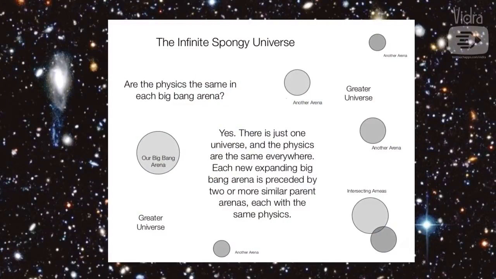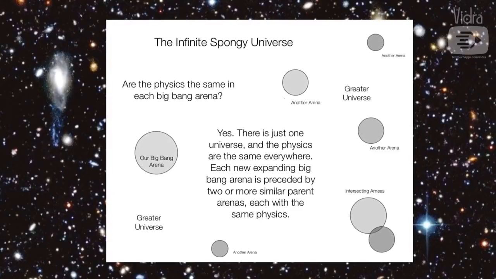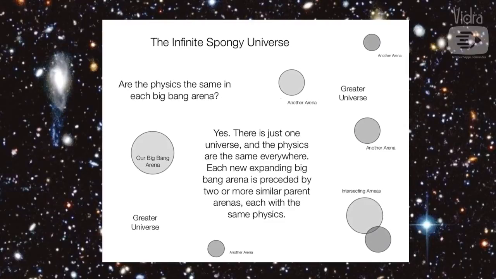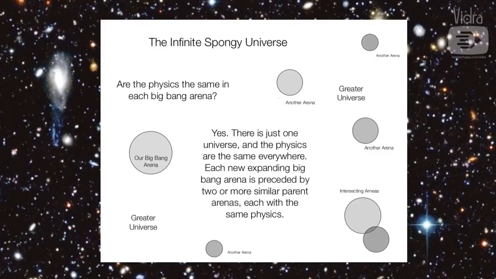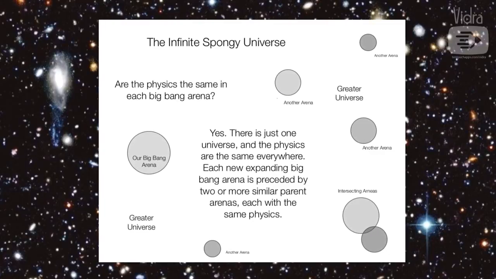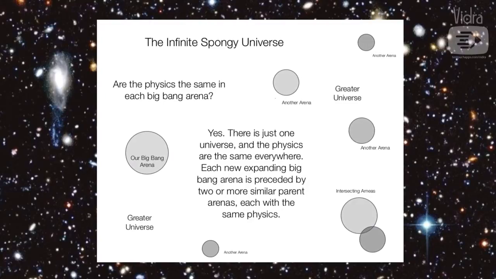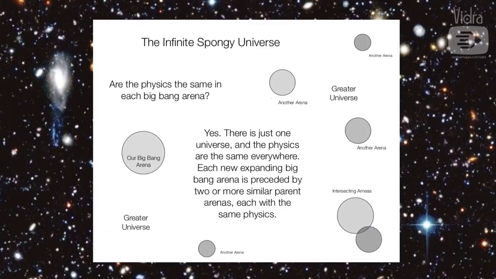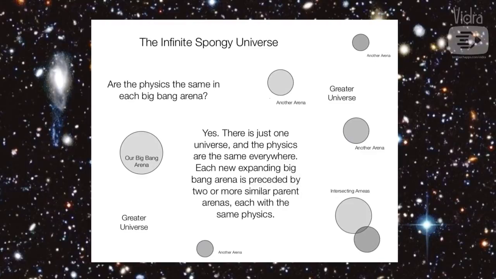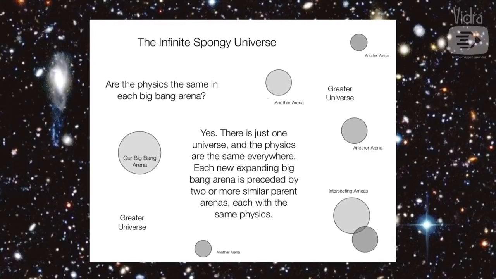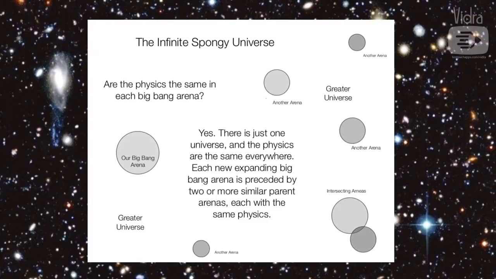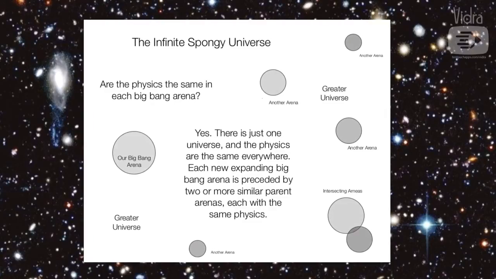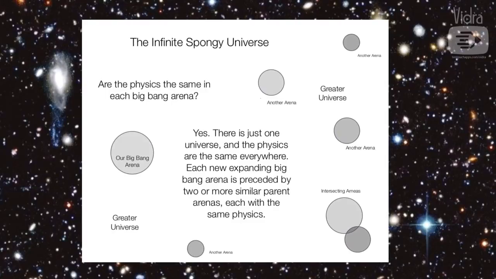Are the physics the same in each Big Bang arena? Yes, there is just one universe, and the physics are the same everywhere. Each new expanding Big Bang arena is preceded by two or more similar parent arenas, each with the same physics. Don't confuse the ISU with the many worlds interpretation of quantum mechanics or with string theory, where there are multiple universes, each with their own unique set of physics. In the ISU, there is one set of invariant natural laws and a sameness of the physics in every Big Bang arena and throughout the ever-changing corridors of space that separate them.